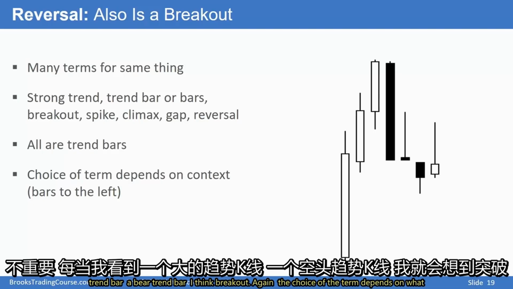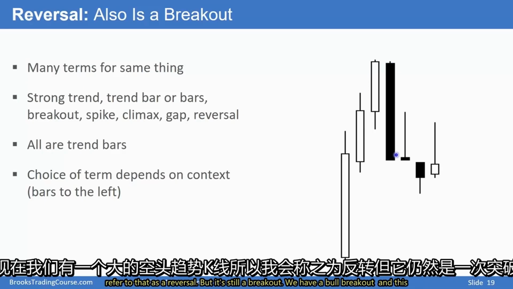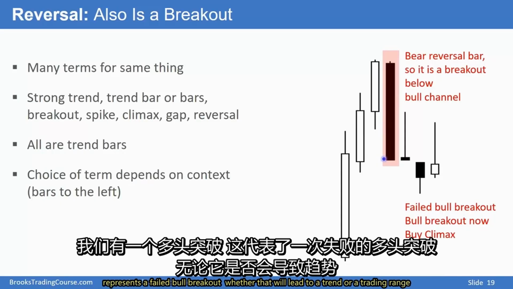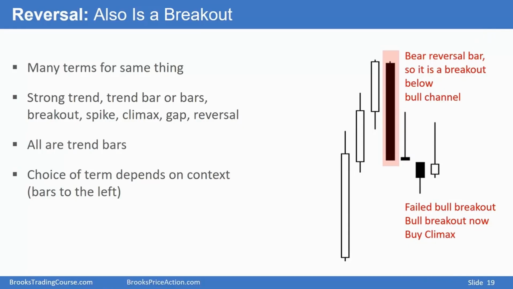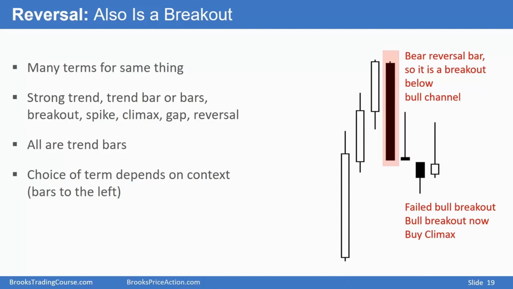And again, the choice of the term depends on what took place to the left. Here we were rallying, now we have a big bear trend bar, so I would refer to that as a reversal, but it's still a breakout. We have a bull breakout, and this represents a failed bull breakout. Whether that will lead to a trend or a trading range, or a pause in the trend and a bull flag and trend resumption up, too early to tell. But it's a bear reversal, it's a failed bull breakout.